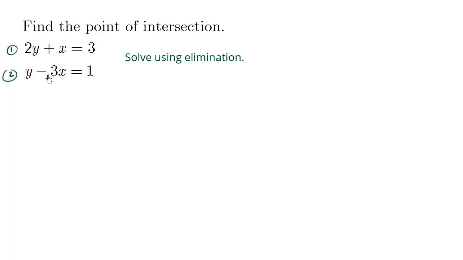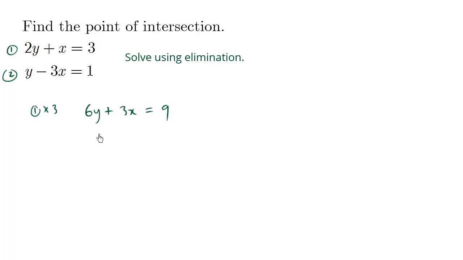When I compare equation 2, which has a negative 3x, and equation number 1, which has a positive 1x, what I want to do here to eliminate the x's is to multiply this entire equation number 1 by 3. Let's see what happens here. Equation number 1 times 3, you're multiplying left side and right side by 3, which is allowed because the equality holds true. What ends up happening is we get 6y plus 3x equals 9.